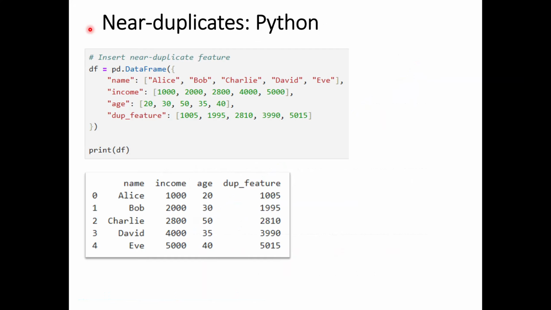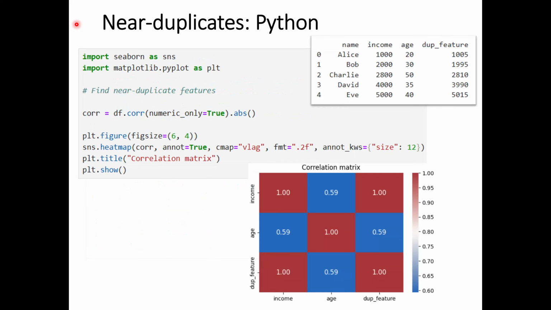Let's see how to work with near duplicate features and linear correlation in Python. We created a dataset that contains a feature which is a near duplicate of another, income. Let's build a matrix of pairwise correlations between all feature pairs. Notice that this matrix is symmetric along the main diagonal. The upper part completely mirrors the lower one, because they represent the same feature pairs. On the main diagonal, we always have ones. A feature is perfectly correlated with itself.